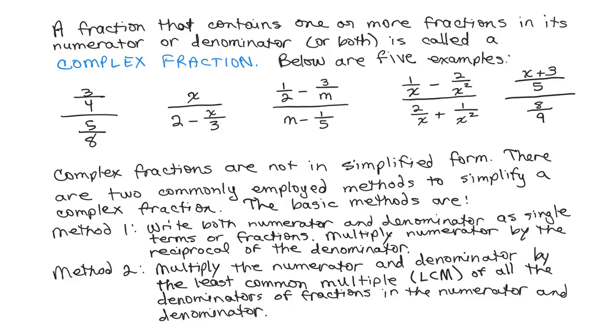Instead, to simplify the complex fraction, the first step would be to multiply the numerator and denominator by the least common multiple of all the denominators of all the fractions in the numerator and the denominator.